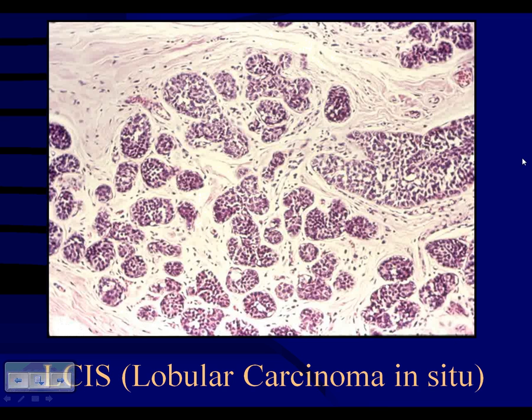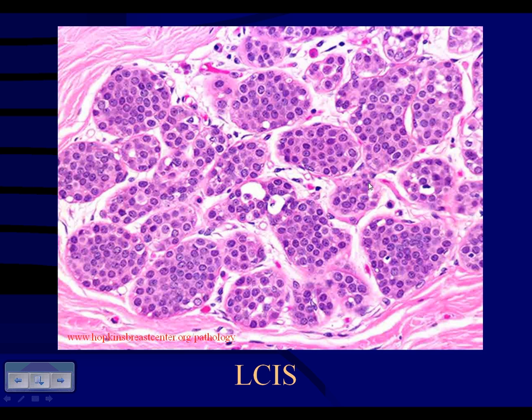All right, here's an example of LCIS, and you can see the whole lobular unit showing expansion of these alveoli, the acinar structures, by these bland monomorphic tumor cells. And they're even involving the terminal duct here, as I mentioned to you earlier, but it's just the tumor expanding into the ductal unit. And that's very common.